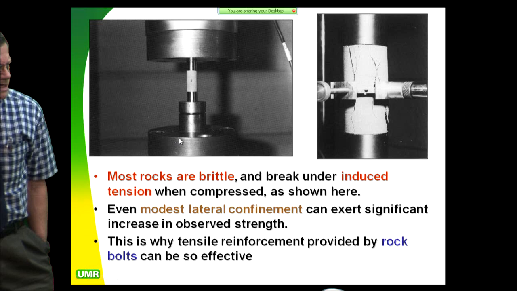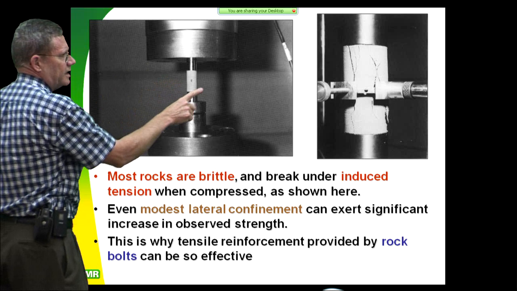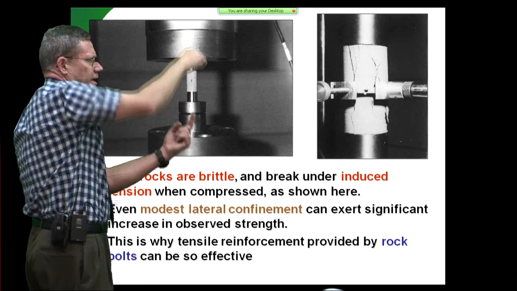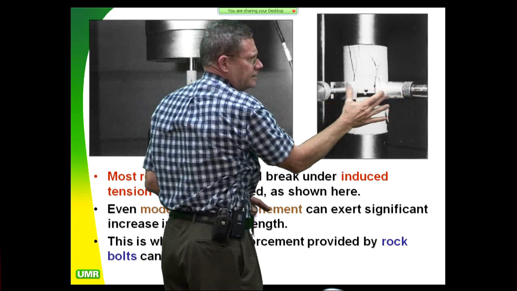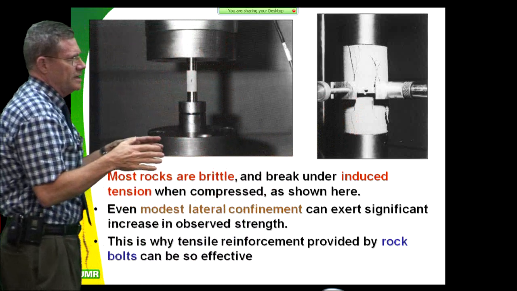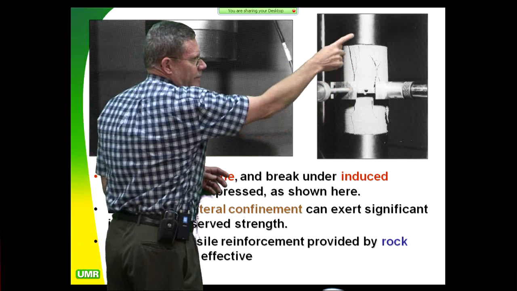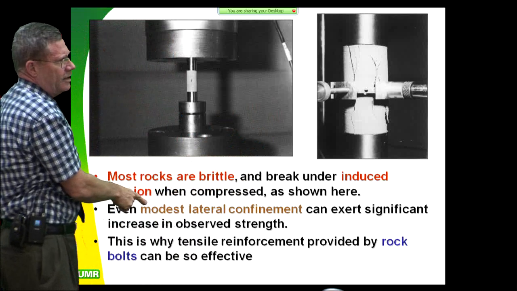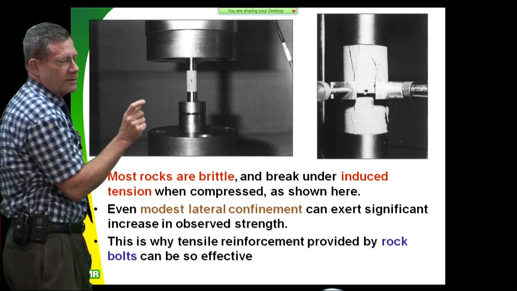Most rocks are brittle, and so they break under induced tension. So I get this specimen in there, this little cylinder of rock, and then I put this load down through it. What I'm doing right here is putting LVDTs, linear variable differential transformers, around the specimen at 3 different places, 60 degrees apart, to measure dilatancy. Then what I found was the rock always breaks in induced tension, semi-parallel to the maximum principal stress. But I also found that modest lateral confinement would significantly increase the observed strength. That's why rock bolts can be so effective.